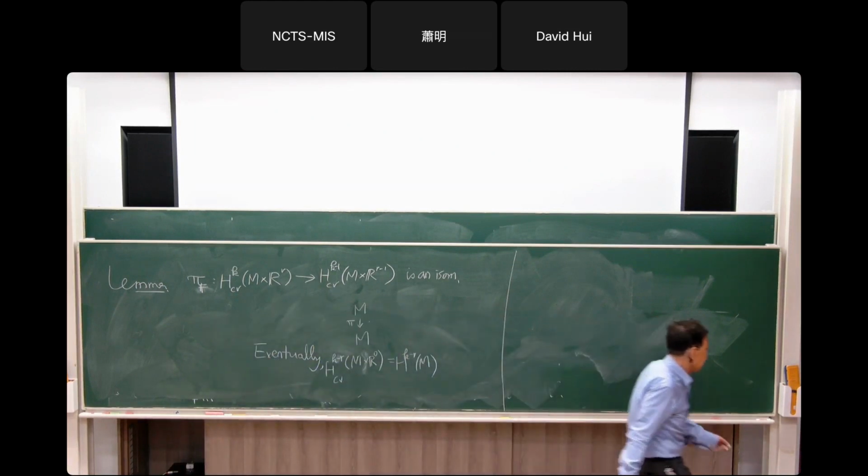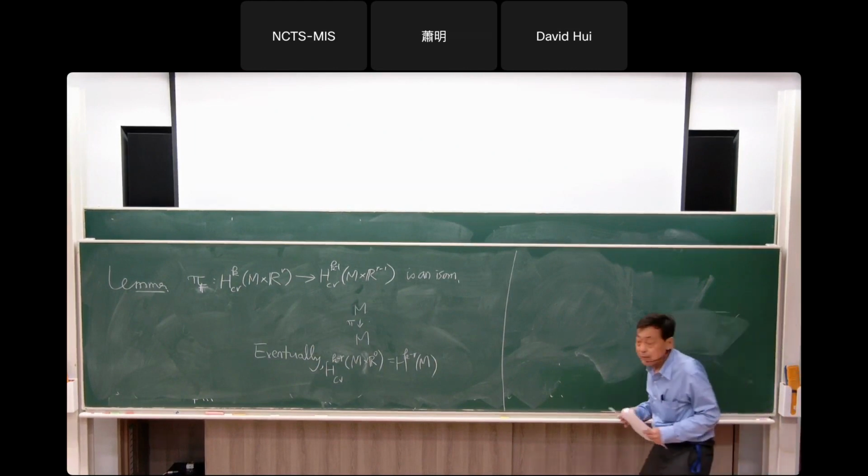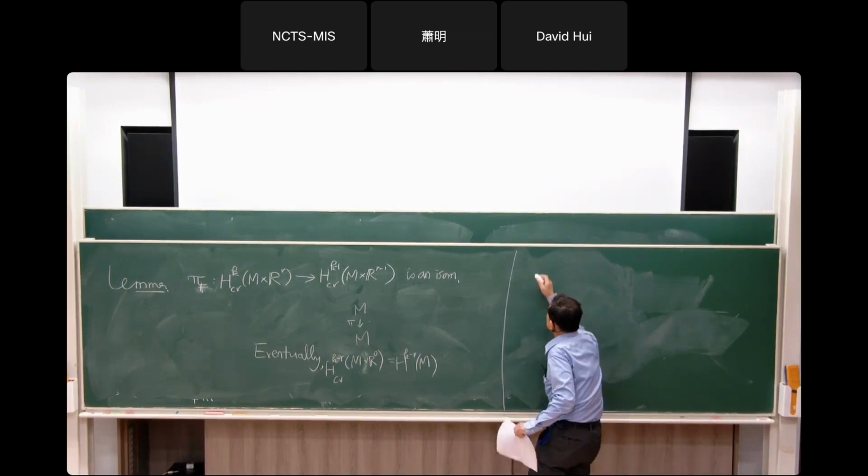All right. So I want to now prove a very useful property of integration along the fiber, and it's called the projection formula.